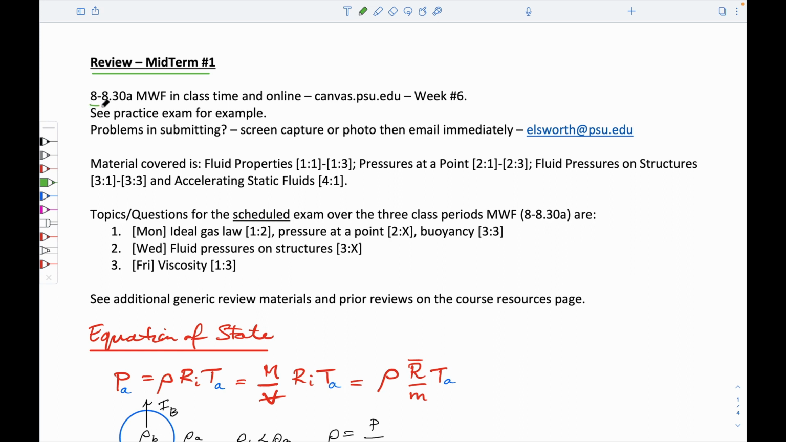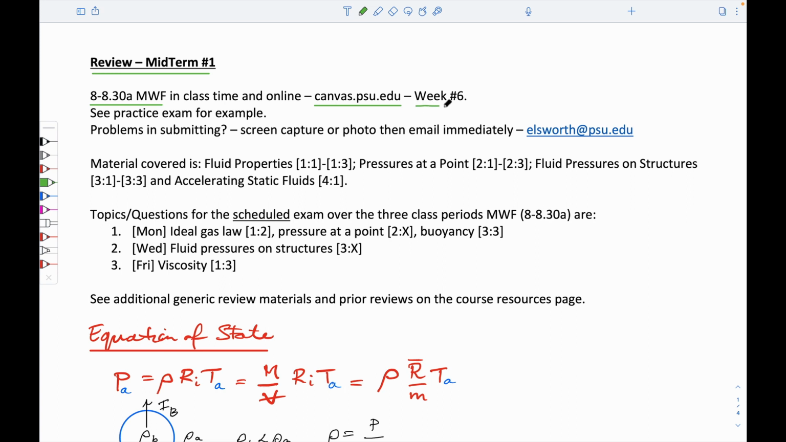So the midterm is online. It's 8 to 8:30, although it'll typically open at 7:55. It's during class times on Monday, Wednesday, and Friday, all 3 days, for a half hour each day, and it's accessible through Canvas. There is a test exam or practice exam on Canvas. I encourage you to do that just to be familiar with the protocol.